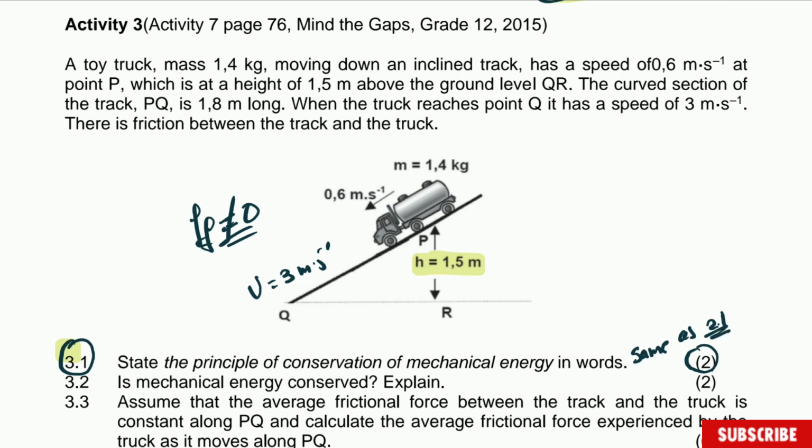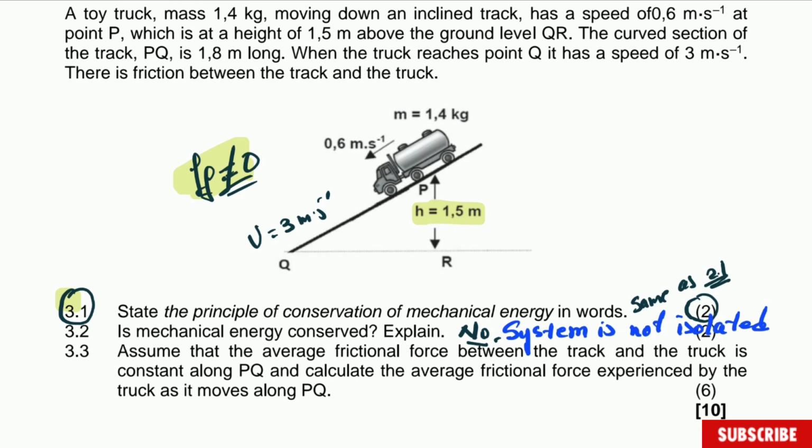Is mechanical energy conserved and explain? Well, that is a different question. Is it conserved? No, it is not conserved. Why is it not conserved? Well, guys, there is friction, and if there is friction, the system is not isolated. The system is not isolated. That is the answer for that question. And question 3.3, assume that the average frictional force between the track and the track is constant along PQ and calculate the average frictional force experienced by the track and the move along PQ.